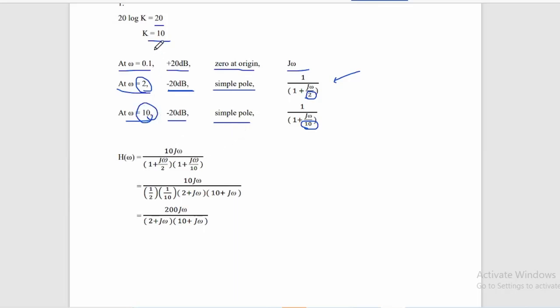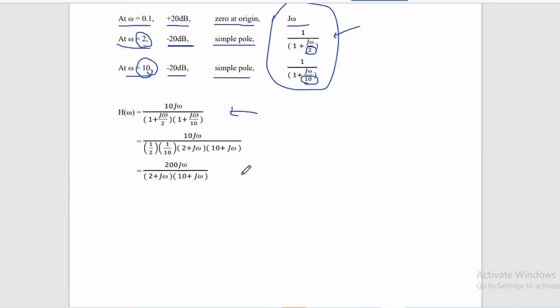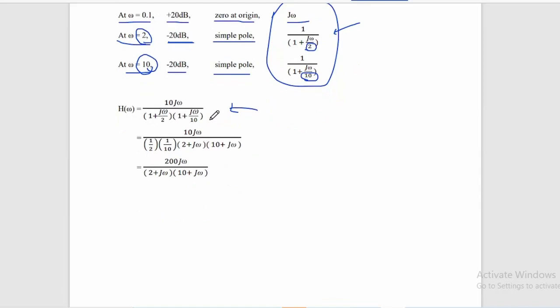So now we will write the k and all these formulas into a transfer function, and we will calculate it so that the jω at the origin is not divided by any number, we will divide by 1. So we will calculate it, and this is the transfer function we get. Okay, so that is how we derive a transfer function from a Bode plot.